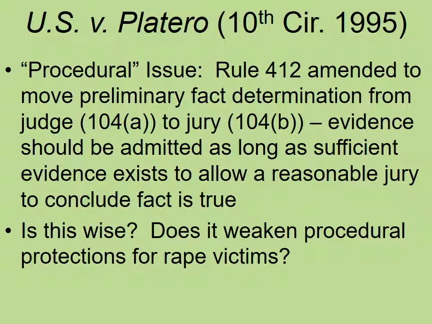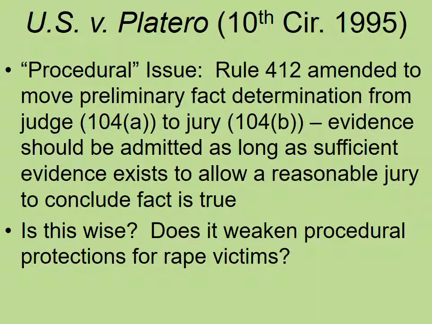So now I have a rhetorical question on the slide about whether allowing these issues to go to a jury with only the sufficiency standard of 104B, instead of requiring a preponderance of the evidence determination by a judge, is a good idea. Certainly it's important to protect the defendant's right to a trial by jury, but I think one has to acknowledge this 104B sufficiency standard definitely weakens one of the mainstays of Rule 412, which is this overall procedural protection for alleged sexual assault victims.